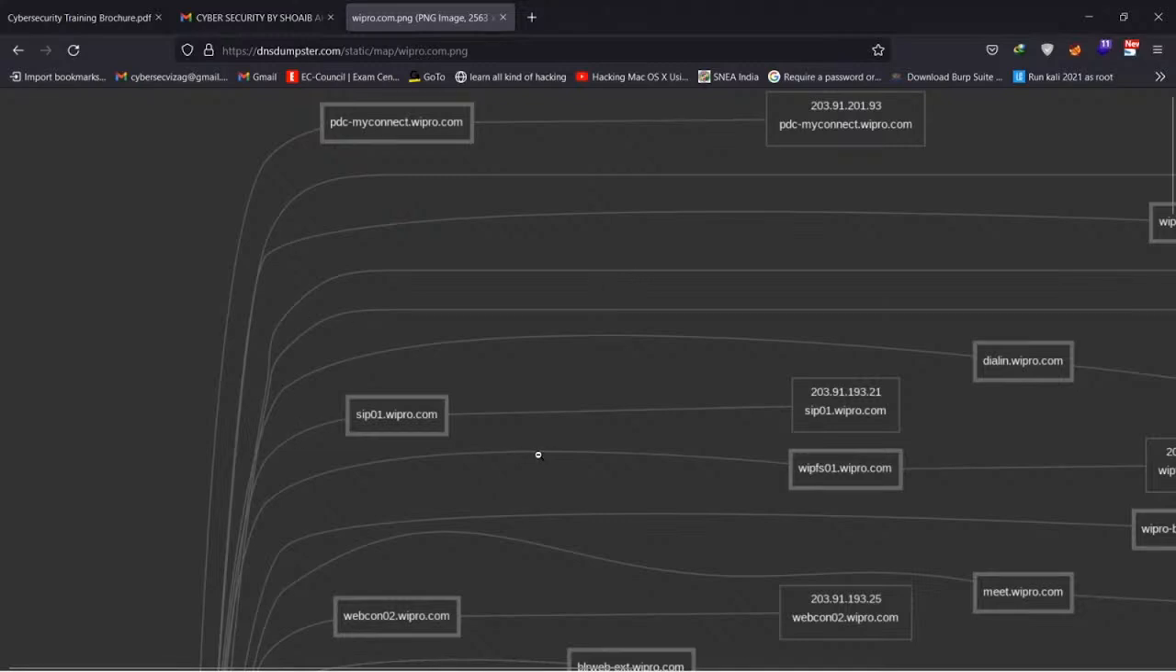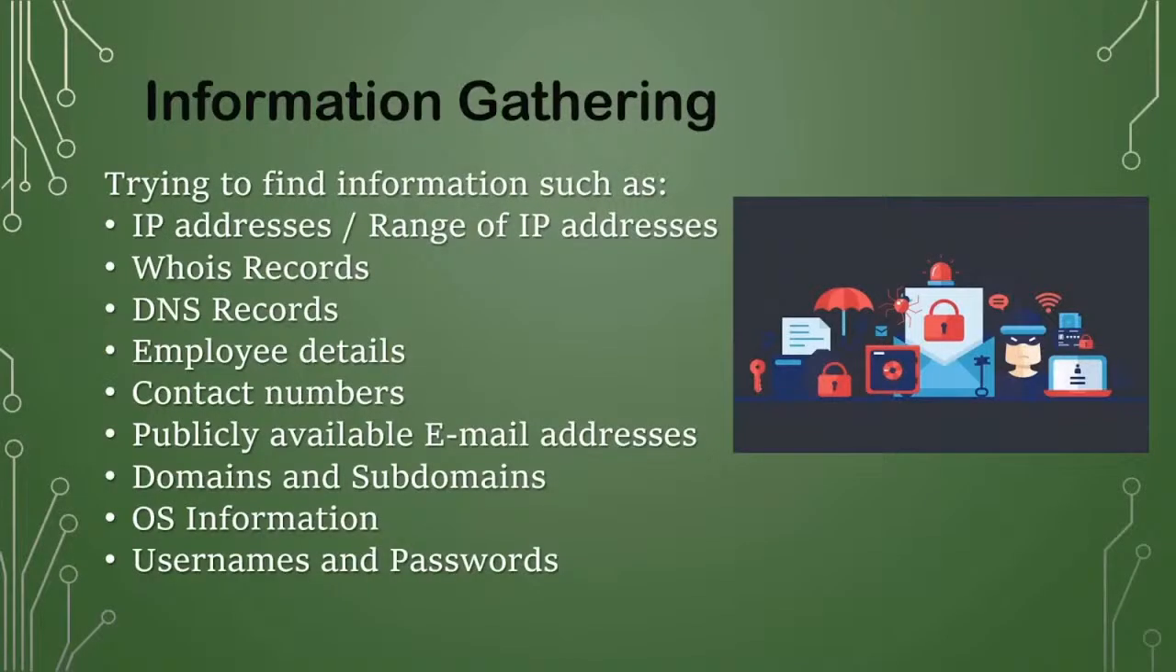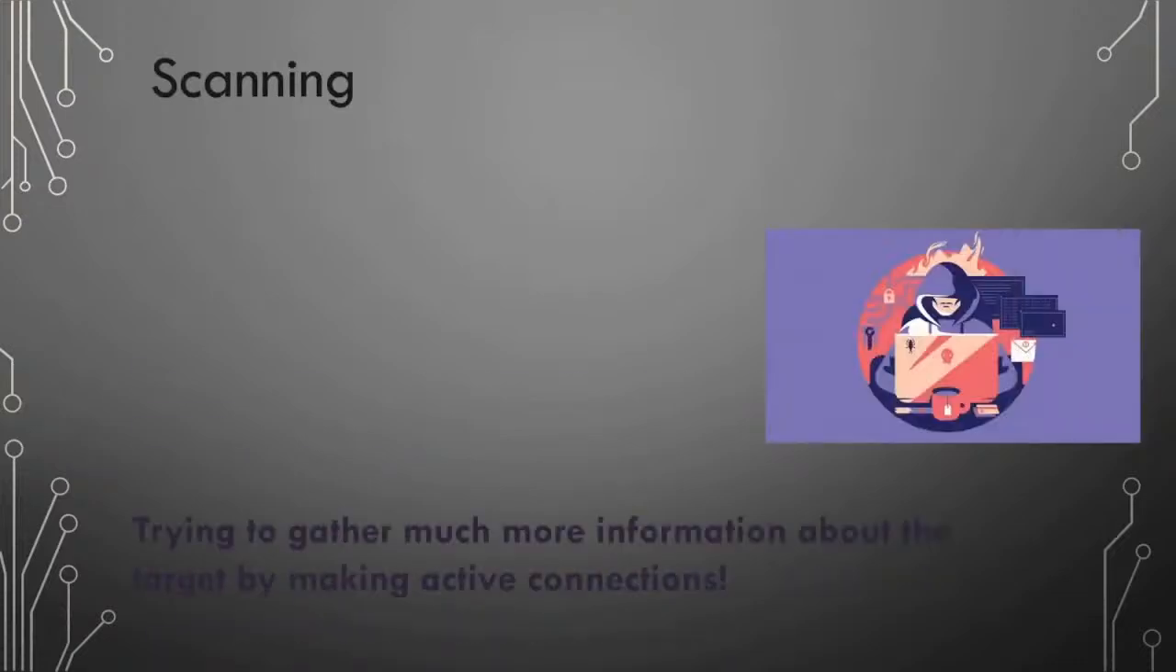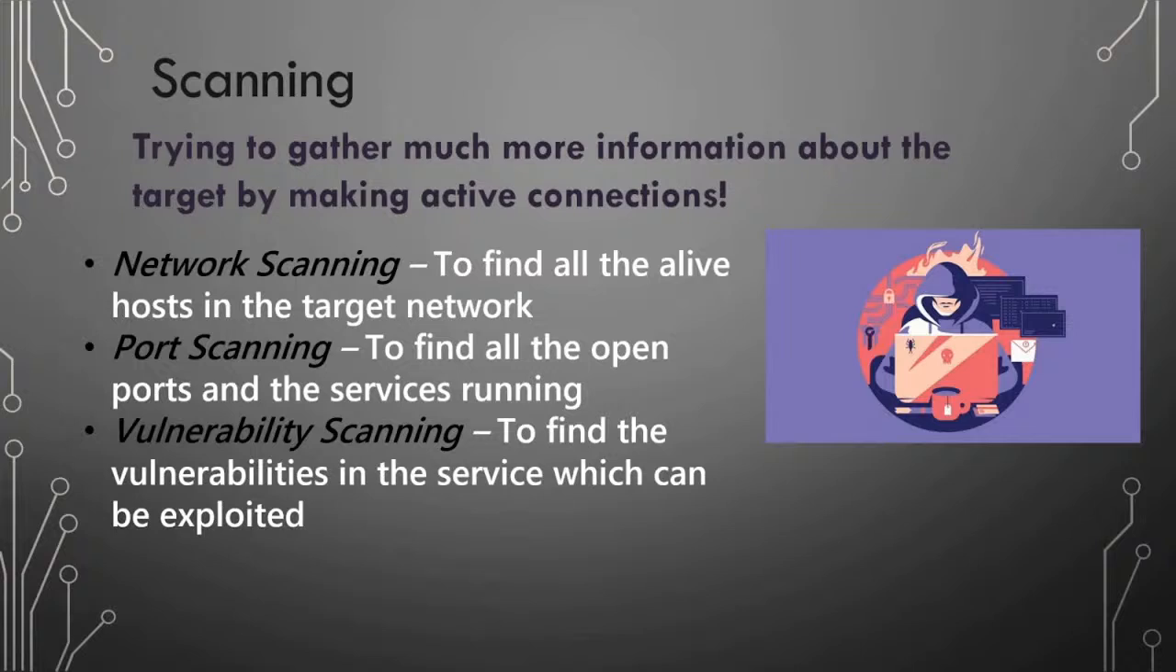So now next comes the scanning phase. After you gather information like this about a target organization, then we go with the scanning phase. Scanning is where we get some extra information by directly contacting the servers, to gather more information by making active connections with the direct target. So in this phase, we'll be using 3 types of scanning: network scanning, port scanning, and vulnerability scanning.